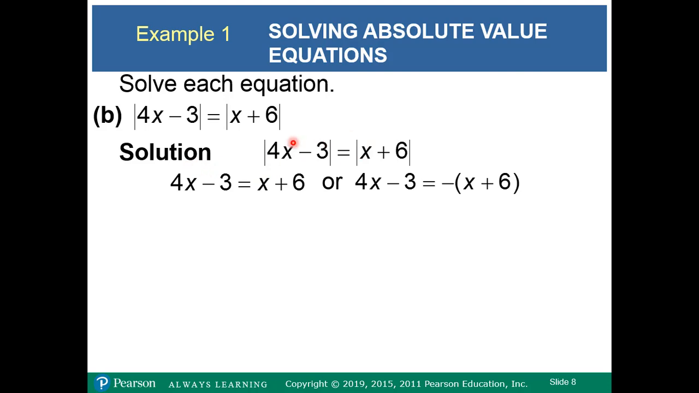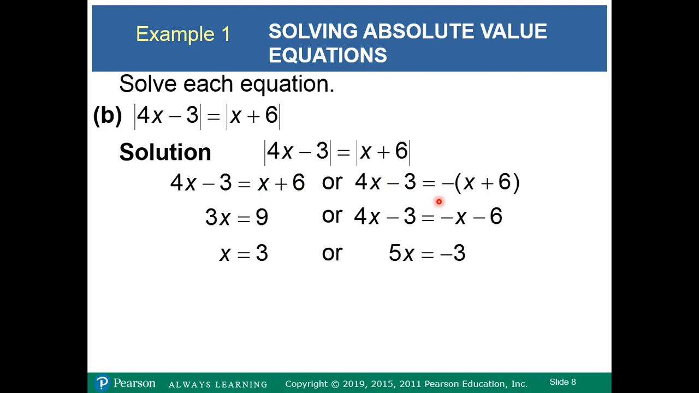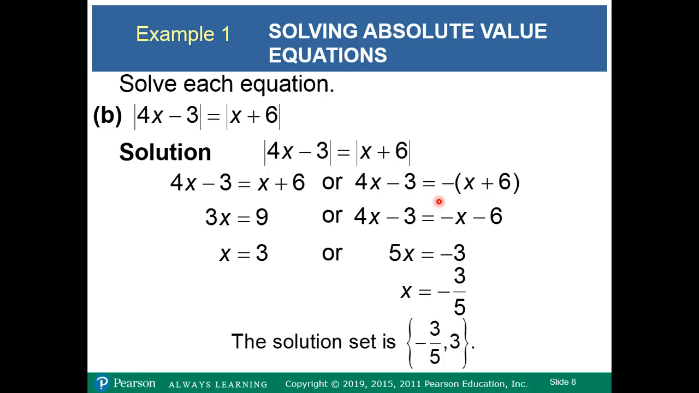So using that result, we can say these two are going to be equal to each other, or this is going to equal the opposite of this. And then now we're going to solve each of these equations for x independently. Okay? And so if you solve for these, you get x is equal to 3, or x is equal to negative 3/5. And so there's the solution set.